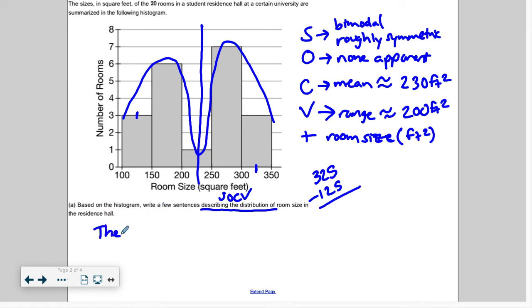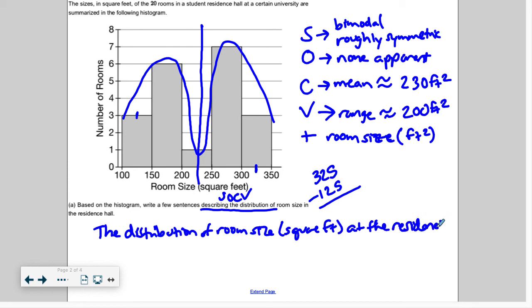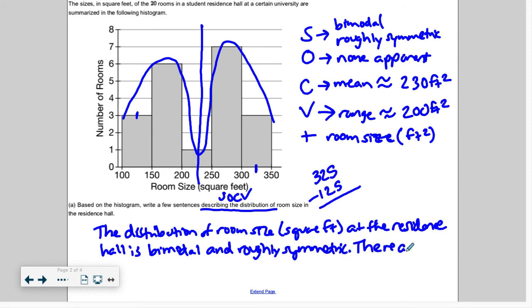So the distribution of, and I'm going to do my context here, room size in square feet at the residence hall is bimodal and roughly symmetric. Then there are no apparent outliers.